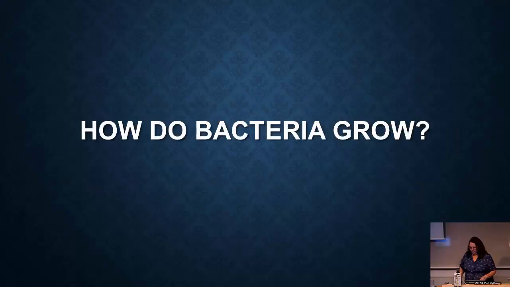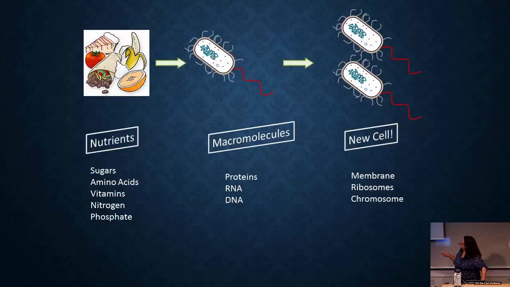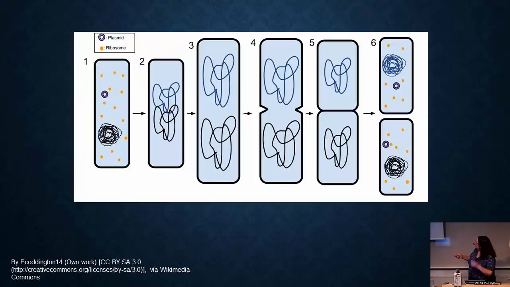Okay, so how do bacteria grow? So in essence, like all organisms, you need food. You need nutrients. In the case of bacteria, they are typically sugars, amino acids, vitamins, nitrogen, phosphate. This is what all life needs to grow. The bacteria then converts these molecules into proteins, RNA, DNA, through metabolism, which then allows it to make new membrane, new ribosomes, and new chromosome, allowing it to make a new cell and reproduce. So this is true of all organisms, essentially. We turn food into babies. That's the bottom line.